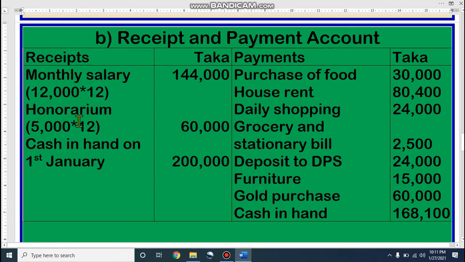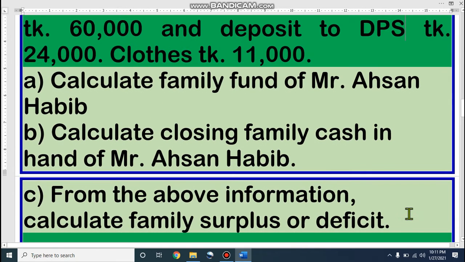Again I am telling, from receipt you have to subtract the payment, then you will find the closing cash in hand. Now look at requirement C. From the above information, calculate family surplus or deficit. That means we have to find out surplus of income or deficit of income. That means from income you have to subtract expenditure.